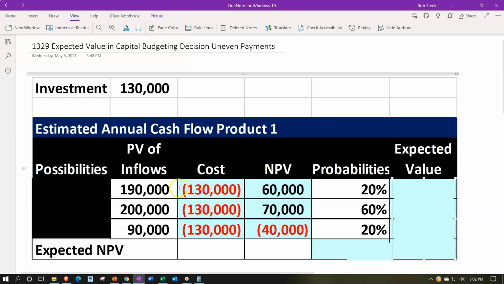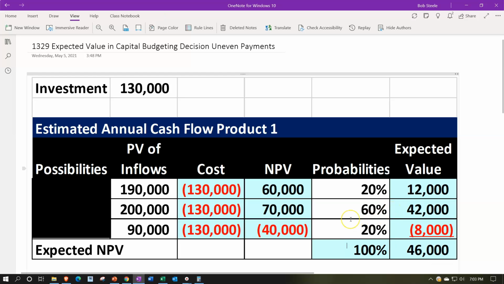In this case, we got the inflows, the 190 minus the initial cost, the 130, gives us the 60, the 200 minus the 130, 70, the 90 minus the 130 would give us negative 40. These would be our net present value possibilities then. Then our probabilities, 20, 60, 20. 60,000 times 20% is 12,000. 70,000 times 60%, 42,000. 40,000 negative times 20%, negative 8,000. Obviously, again, the percents adding up to 100%.